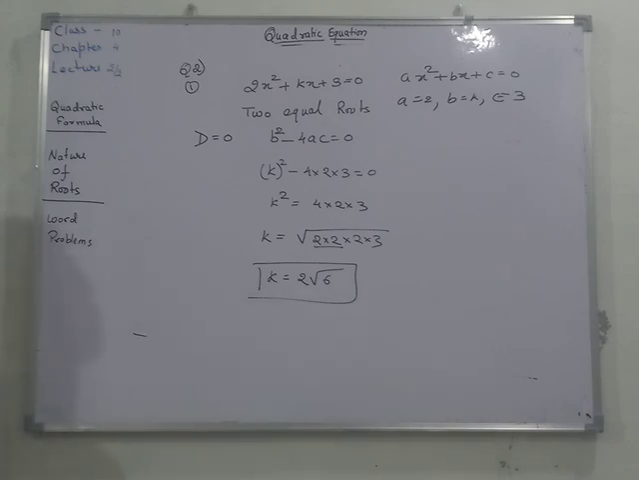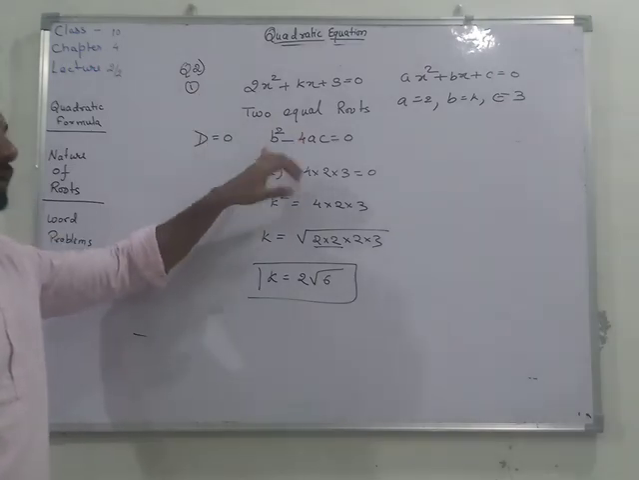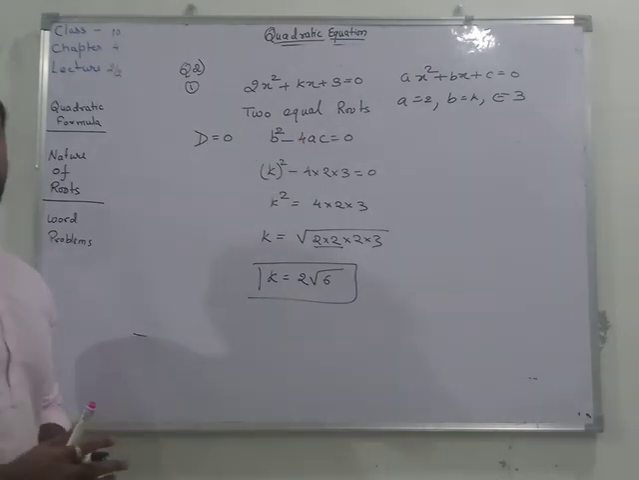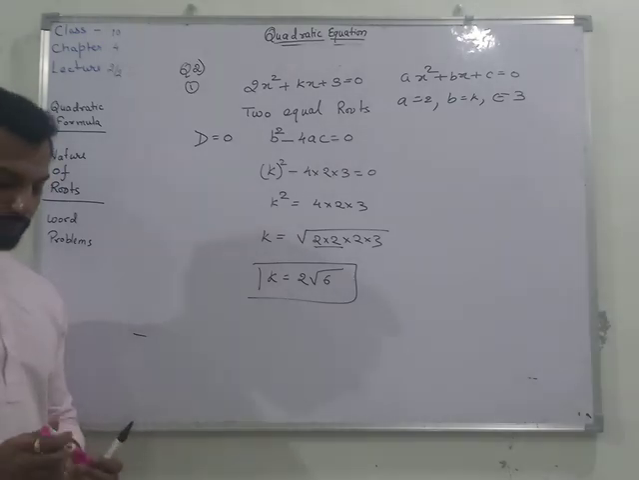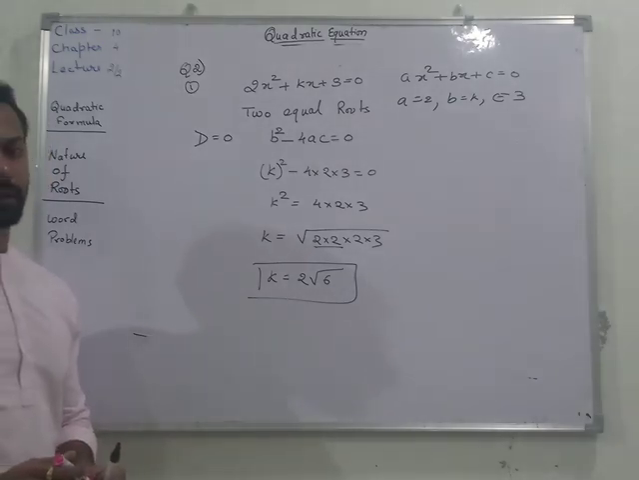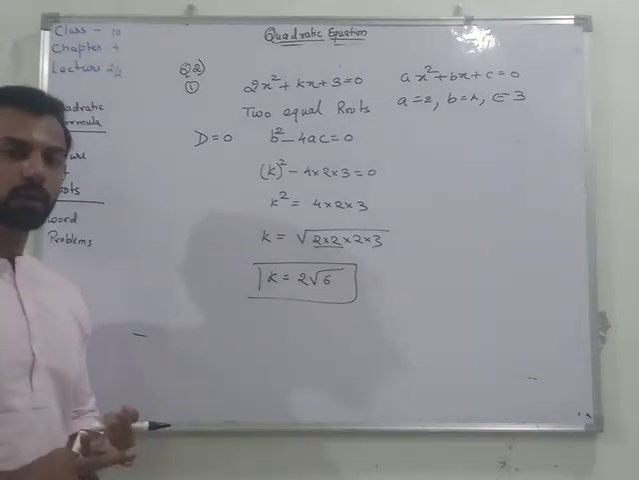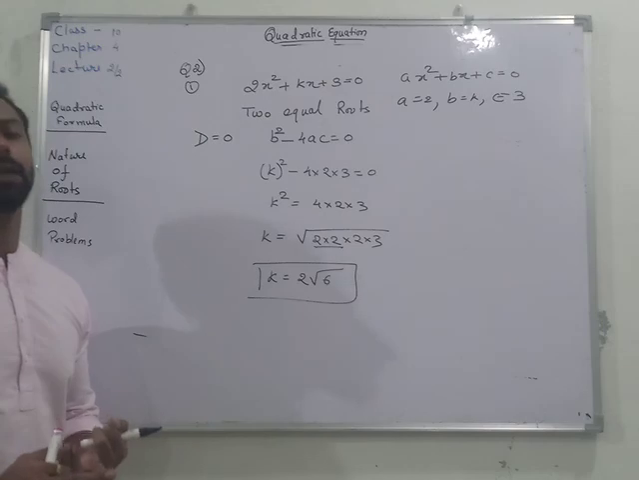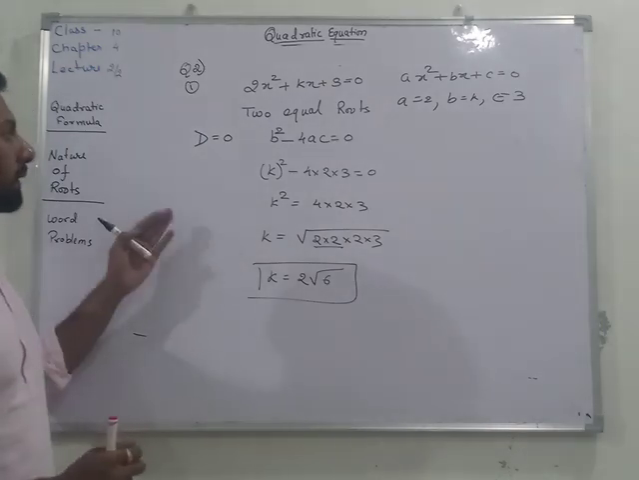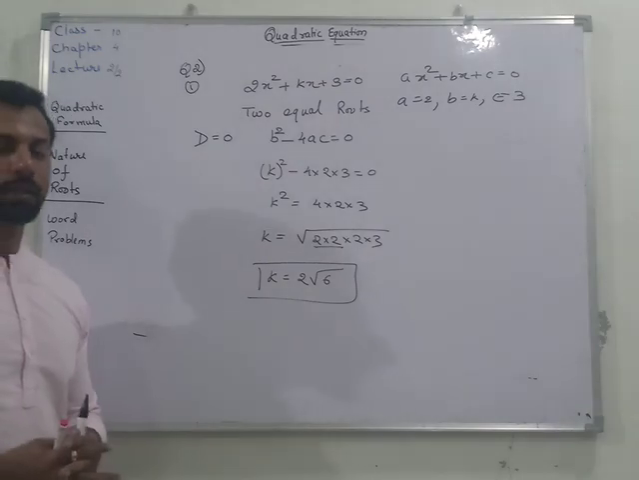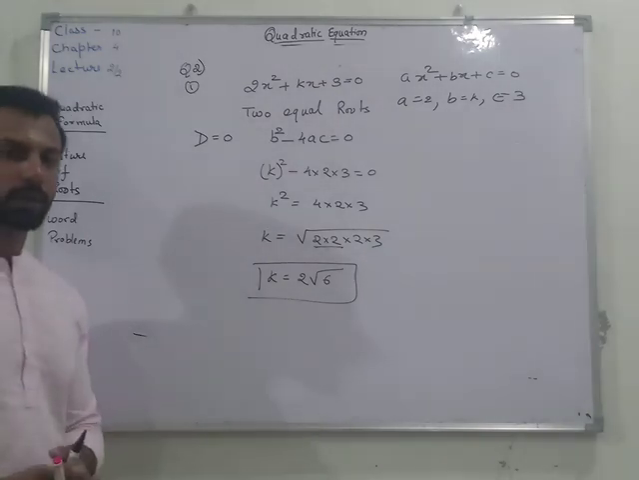So in this manner we have to use the nature of the roots and the formula method for identifying the roots of the given quadratic equation. We have seen how to solve the quadratic equation and get the roots from the formula method, and how we can use the nature of roots to identify the value of k in different questions. Thank you.